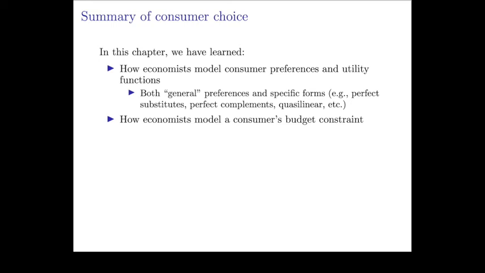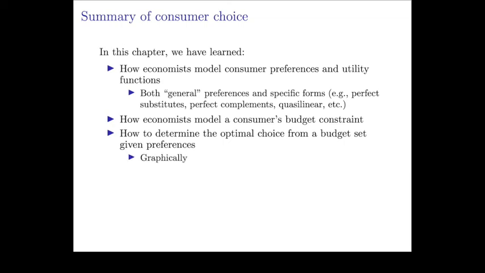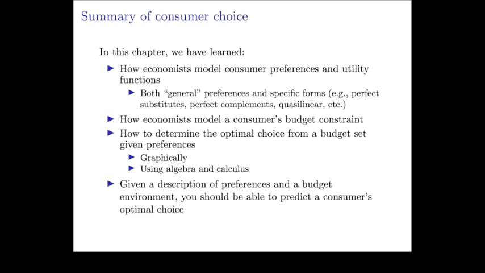We've looked at how consumers' budget sets are modeled, so the idea of a budget constraint. And we've seen how to determine the optimal choice from a given budget constraint. We've done it graphically and with calculus. And so at this point, given a description of the consumer's preferences and the budget environment that the consumer is working with, you should be able to figure out what the consumer's optimal choice would be.